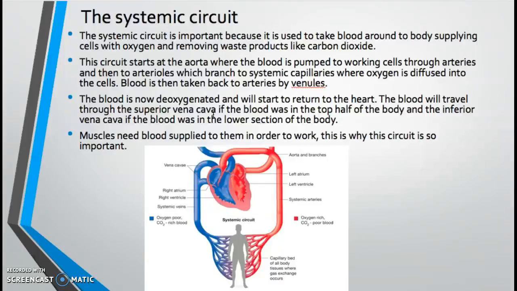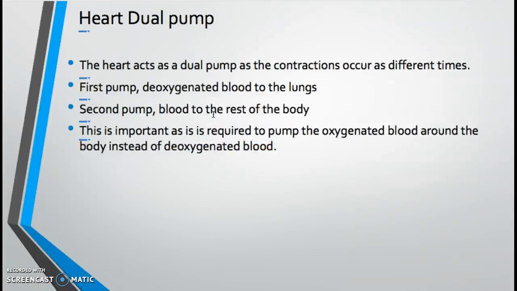The blood is now deoxygenated as it's given the oxygen to the muscle cells and will start to return to the heart. The blood will travel through the superior vena cava if it's in the top of the body, and the inferior vena cava if it's from the bottom of the body. Muscles need blood to supply them in order to work. This is why the circuit is so important.